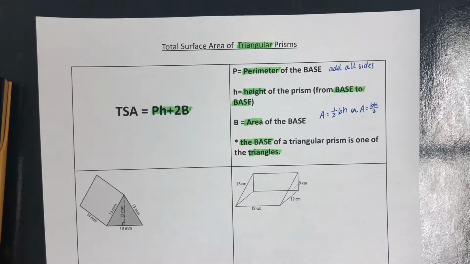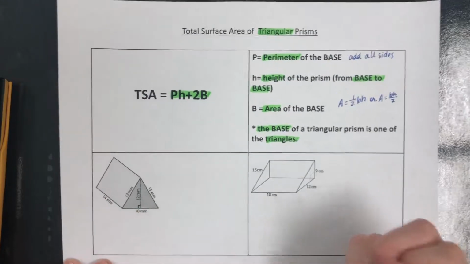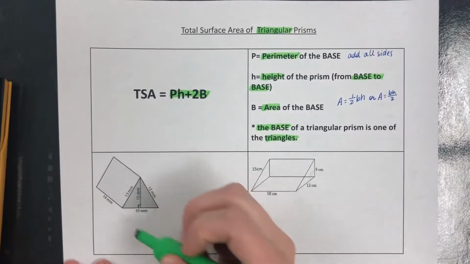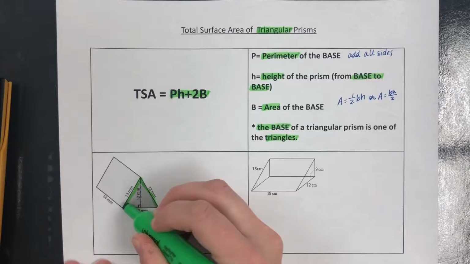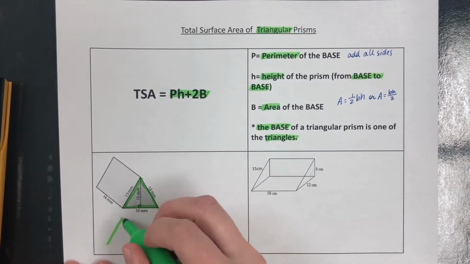Okay, so let's hop into some questions. So we have a triangular prism here. It looks kind of like a tent. So the first thing we're going to do is we're going to highlight the base, and remember that the base is your triangle. Okay, so we highlight that triangle, and then we redraw.